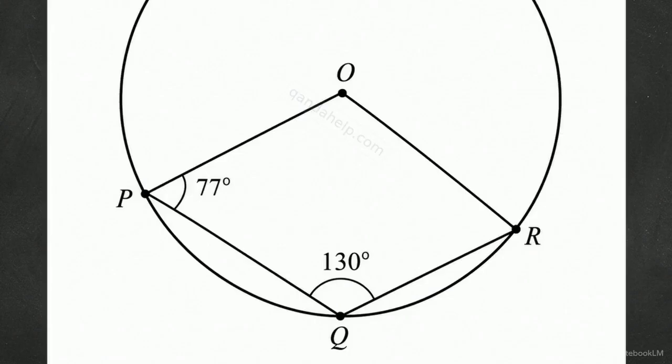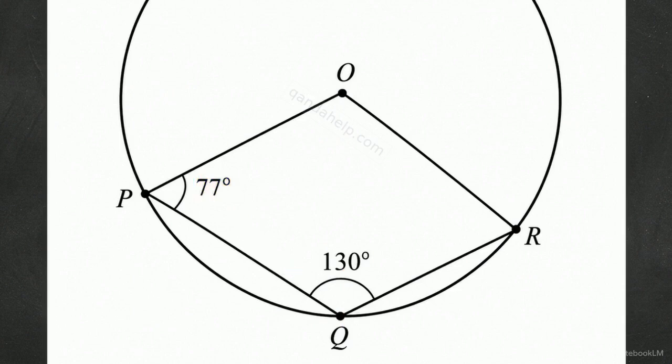Look at triangle OPQ. Since segments OP and OQ are both radii, they are equal. A triangle with two equal sides is an isosceles triangle. This means its base angles are identical. Since angle P is 77 degrees, the angle at OQP is also 77 degrees.